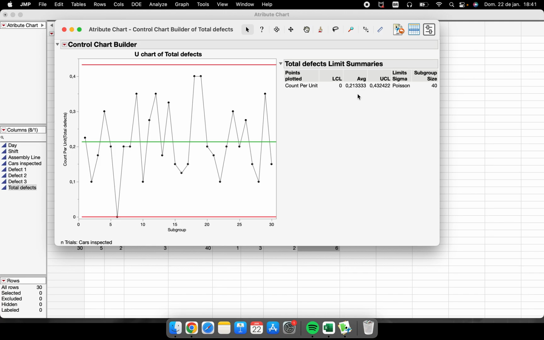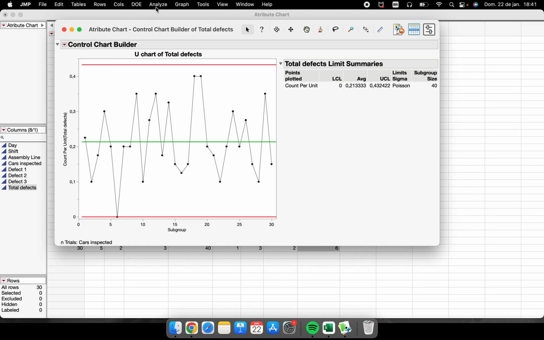Some details about the difference between P, NP, C and U chart you can of course find in some Six Sigma courses, and there, with some real cases, you could really understand the difference.